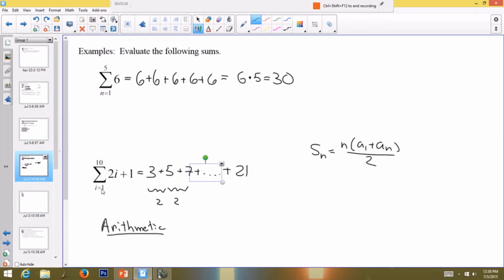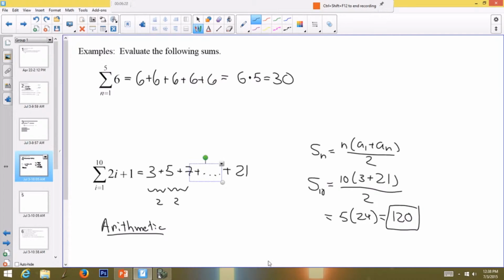Now, we are trying to find the sum of the first 10 terms. So S sub 10 is going to be 10 times, we know what the first term is, it was 3, we know what the last term is, it was 21, and we're going to divide that whole thing by 2. So 10 divided by 2 is 5. 3 and 21 is 24. 5 times 20 is 100. 5 times 4 is 20. So 120 is the sum of that arithmetic series.